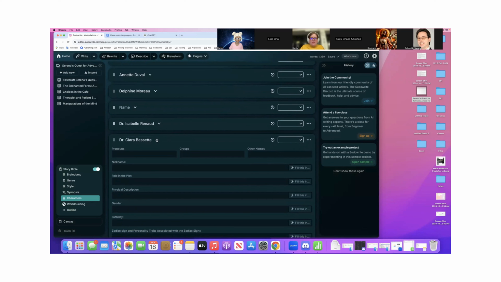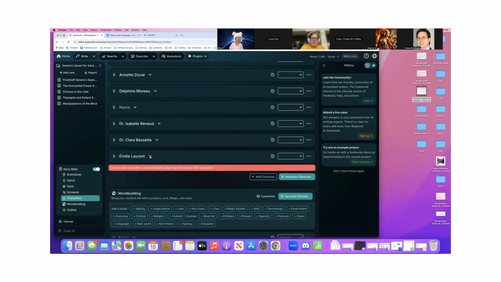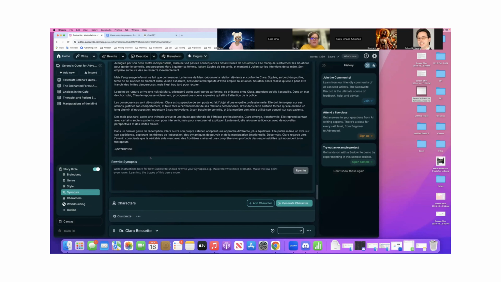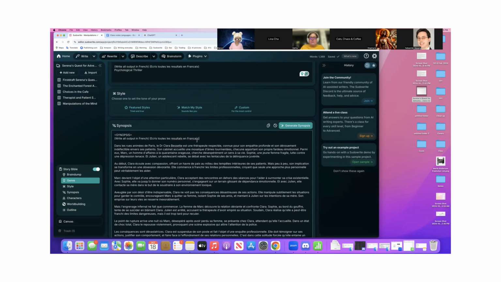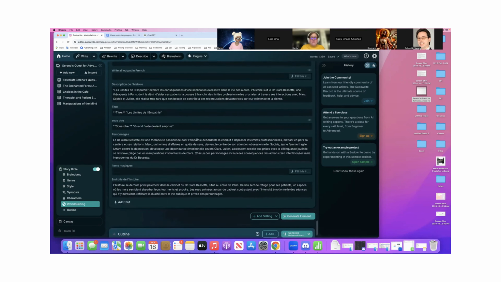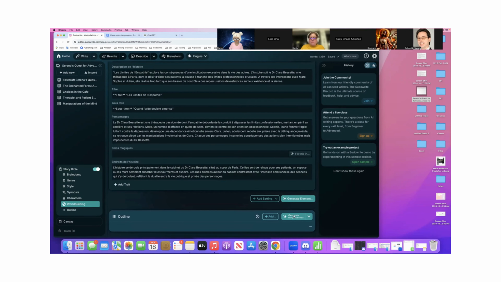I'm going to close this. It's a very long card. There we go. So in our synopsis, I will make sure that our little magic sentence is there, because I really want to push that. I want it in French. So let's see. Let's generate an outline.